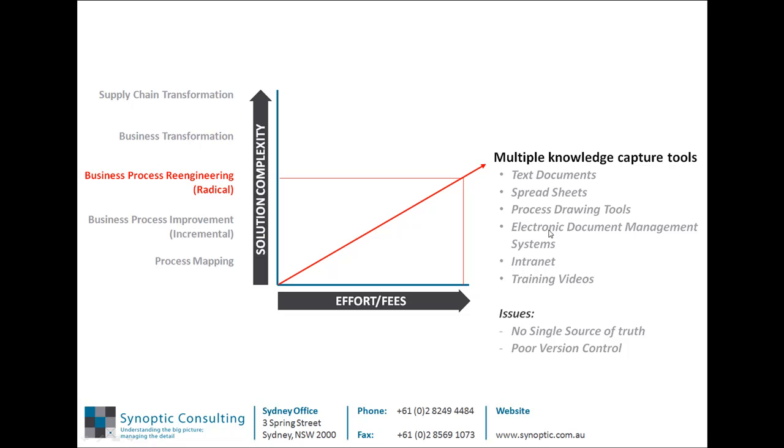The obvious issues arising with using multiple vehicles for capturing and reusing knowledge are that there is no single source of the truth and there is very poor version control. If we look at single knowledge capture tools, because of their functionality, business modeling tools vastly improve the productivity on a business improvement project. They eliminate the issues arising from traditional approaches, and when combined with a simple architectural framework, they provide an ideal mechanism for day-to-day reuse of organizational knowledge.